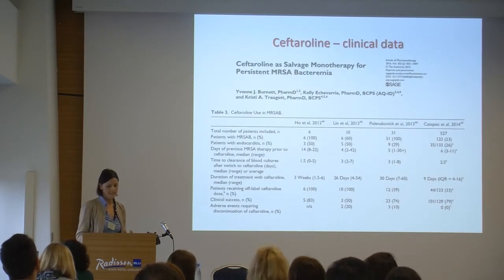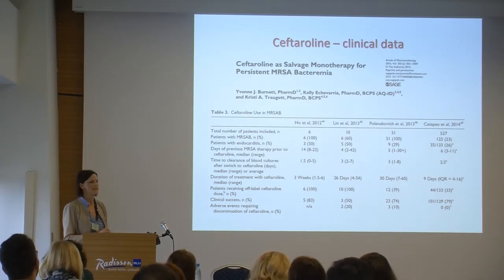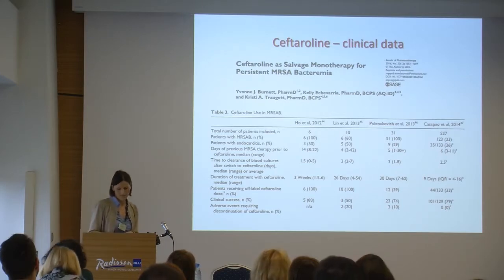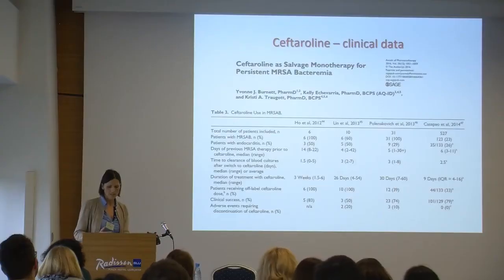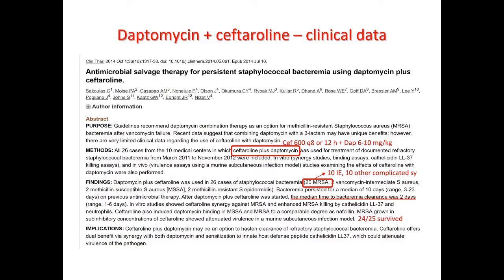Now, what are the clinical data on the ceftaroline use in patients with persistent MRSA bacteremia? There are data accumulating in the literature. This is a review of different studies. The biggest one is this one. They included 123 patients with persistent MRSA bacteremia. One quarter of them had endocarditis, and the clinical outcome was pretty much sanguine. So there was quite a nice response for ceftaroline used as salvage therapy in patients with persistent MRSA bacteremia.